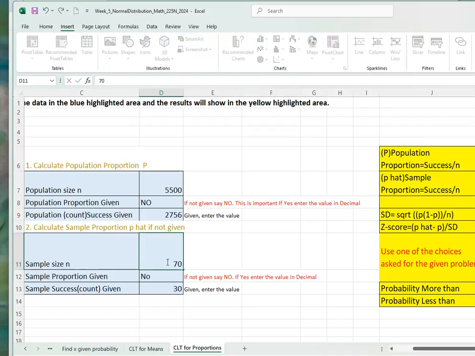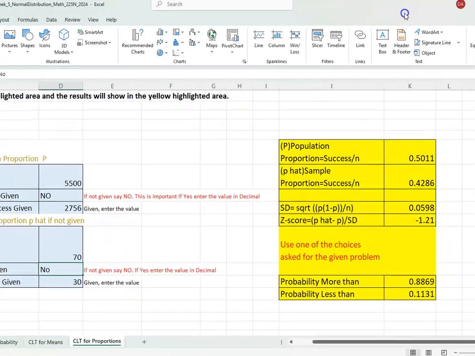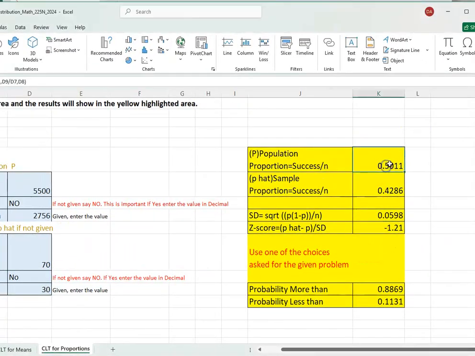So I'm coming down here to 70, and that's all I need to enter down here. I will now have the mean, which is the same as the population proportion, and then the standard deviation has populated for us now for that sample size of 70. Rounding, that would be 0.06.